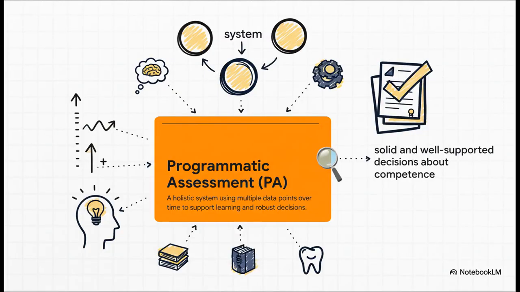So what is it, officially? Well, programmatic assessment is a holistic system. And you gotta focus on two keywords there, system and multiple data points. This is not about one big exam. It's an integrated approach that pulls in information from tons of different sources over the entire curriculum. And why do we do that? For two critical reasons. One, to give continuous, meaningful feedback that helps students grow. And two, to make sure that when we do make those big decisions about their progress, those decisions are rock solid and backed by a mountain of evidence.